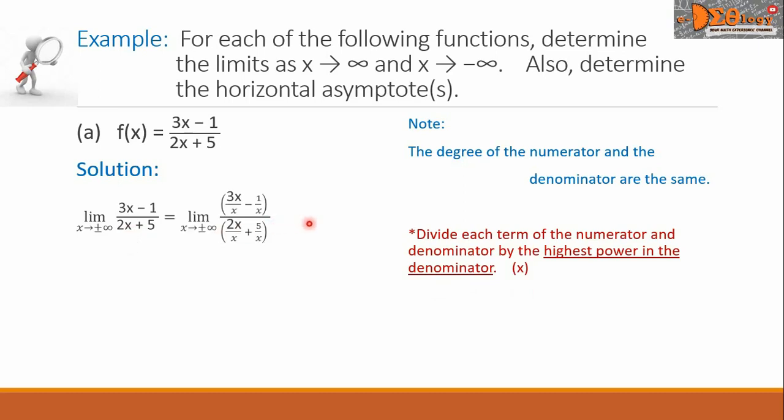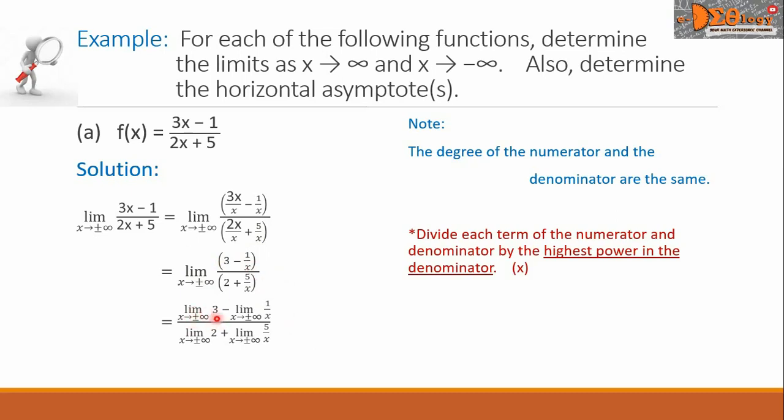Now, let us simplify each of the terms. So the 3x over x now becomes 3, minus 1 over x will just be the same. In the denominator, the 2x over x is 2, plus 5 over x has no change. Now let us take the limit of each of the terms in the numerator and in the denominator. So we will have this expression. Now let us simplify each of the limits.